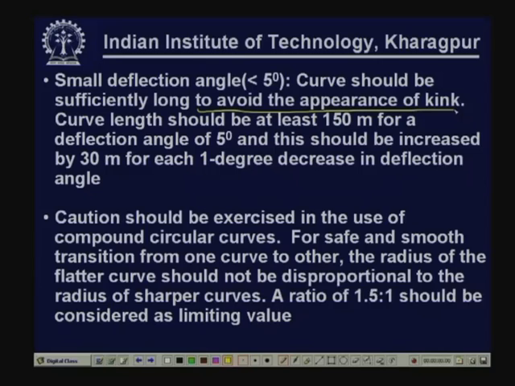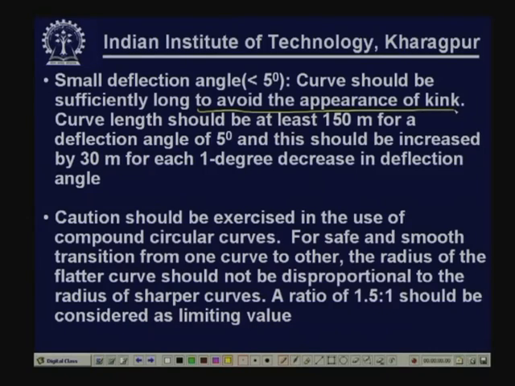So, both AASHTO and IRC recommend that curve length should be at least 150 meter for a deflection angle of 5 degree. That is what we are calling a small deflection angle, and this should be increased by 30 meter for each 1 degree decrease in deflection angle. That means, for a small deflection angle up to 5 degree, for 5 degree it is 150 meter, and for each 1 degree decrease in deflection angle add 30 meter extra length, just to avoid the appearance of kinks.